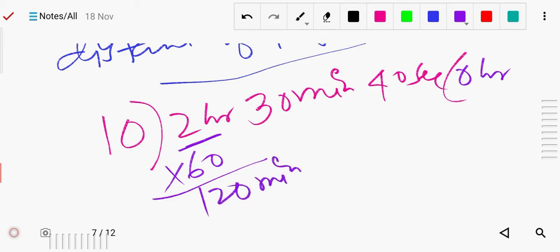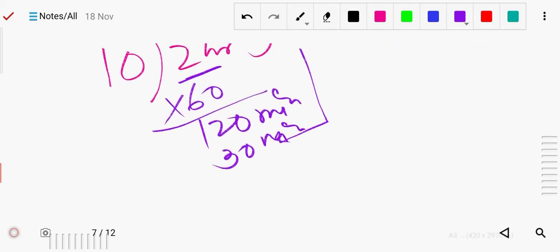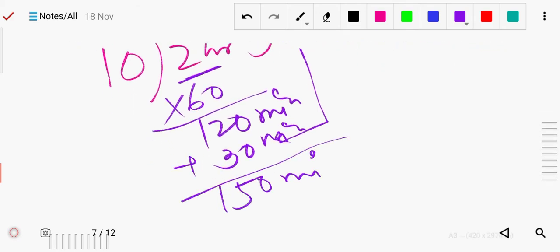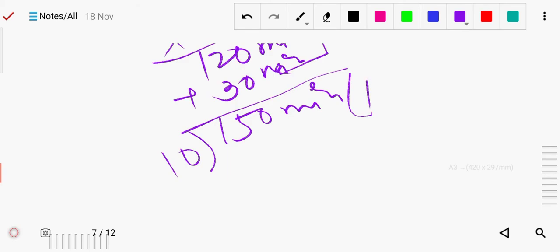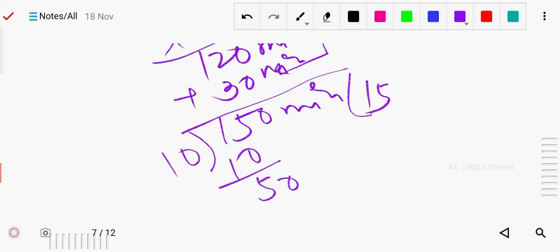Now this 30 minutes will be added there, so now it is 150 minutes. Now this will be divided by 10. Can we divide by 10? Yes. So 1 time 10, so 5 will be here. Again 5 times, so 50. So now this is the minutes.